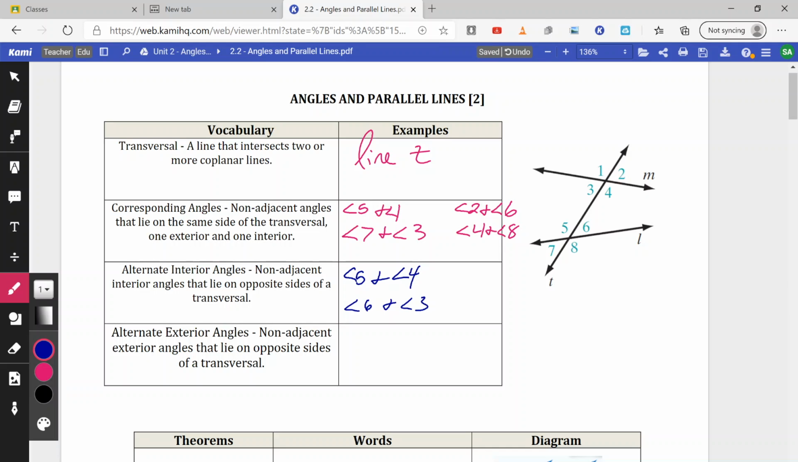Alternate exterior angles are the same thing as the alternate interior angles, only they're going to be on the outside of our lines. So angle 7 and angle 2. 7 is on the outside on the left-hand side of the transversal. Angle 2 is on the outside on the right-hand side. And then our other alternate exterior pair would be angle 8 and angle 1.